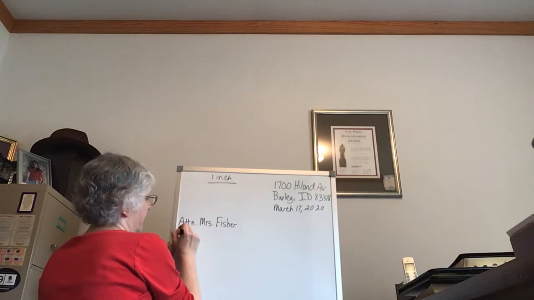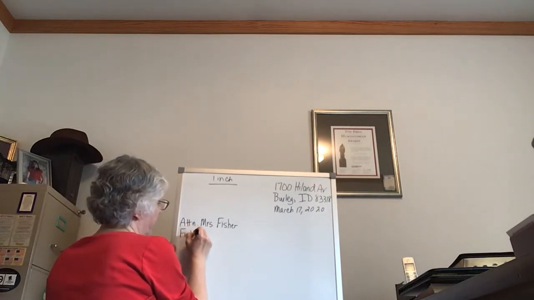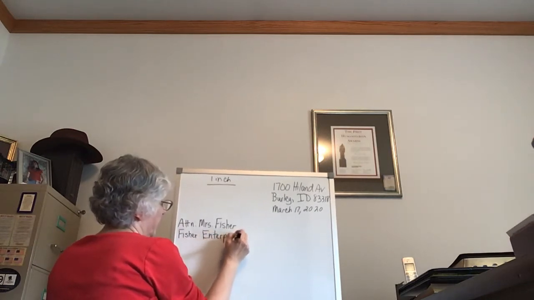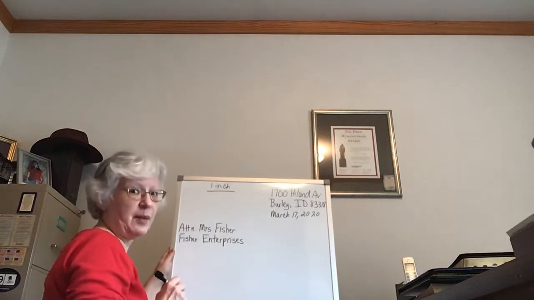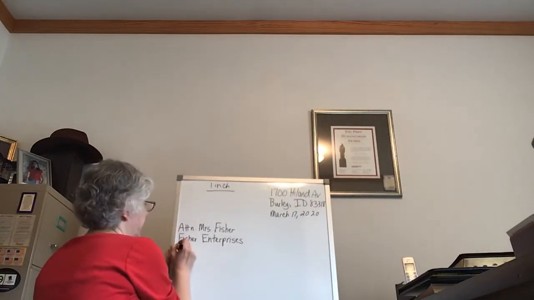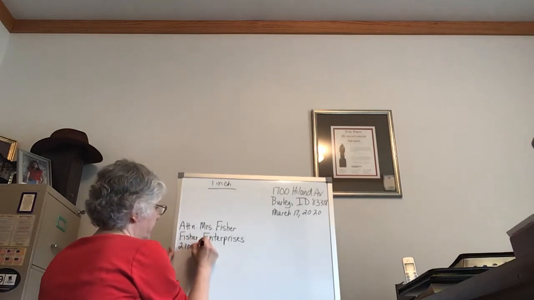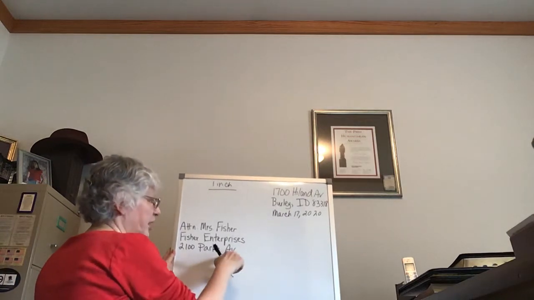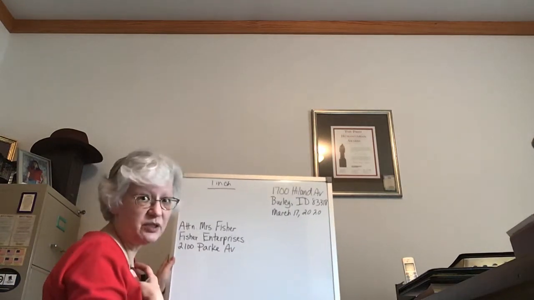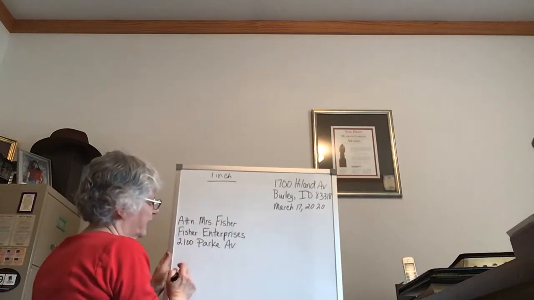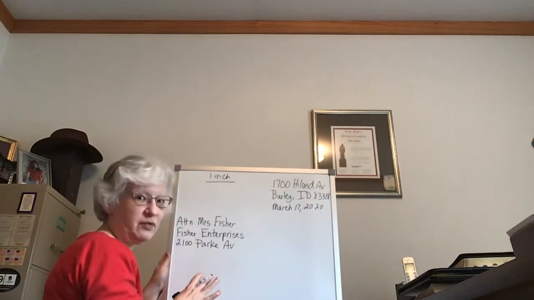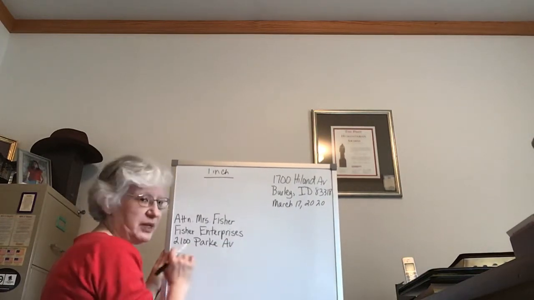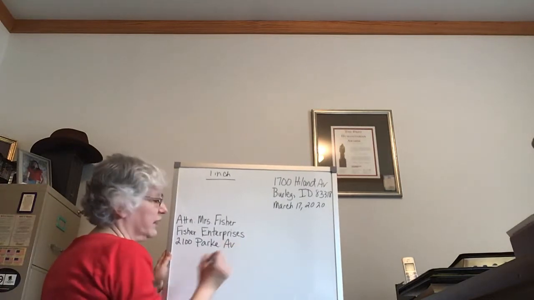Then, Fisher Enterprises. Make sure you spell it correctly. It goes down on the next line. Capital F, capital E. Then that address, 2100 Park Avenue. And I'm not going to put a period there because if I were doing this, I would take this when it's all done and I would move it over and make an envelope and print the envelope. And the post office doesn't like for there to be periods here. But if you put a period there, it's okay.